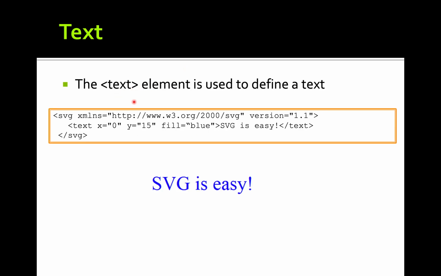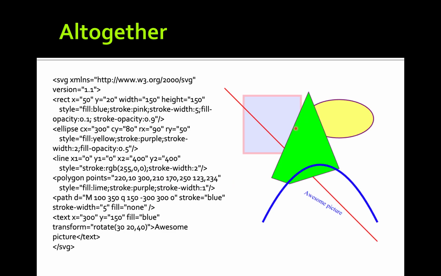Similarly, we also have text. We can display text on our scalable vector graphics. We have a text element where we provide the x and y position where we want to place it, what the fill information will be, and then at the end we give the text itself. Then we close it with the slash text element, and it will display the text on that particular SVG file or SVG image.